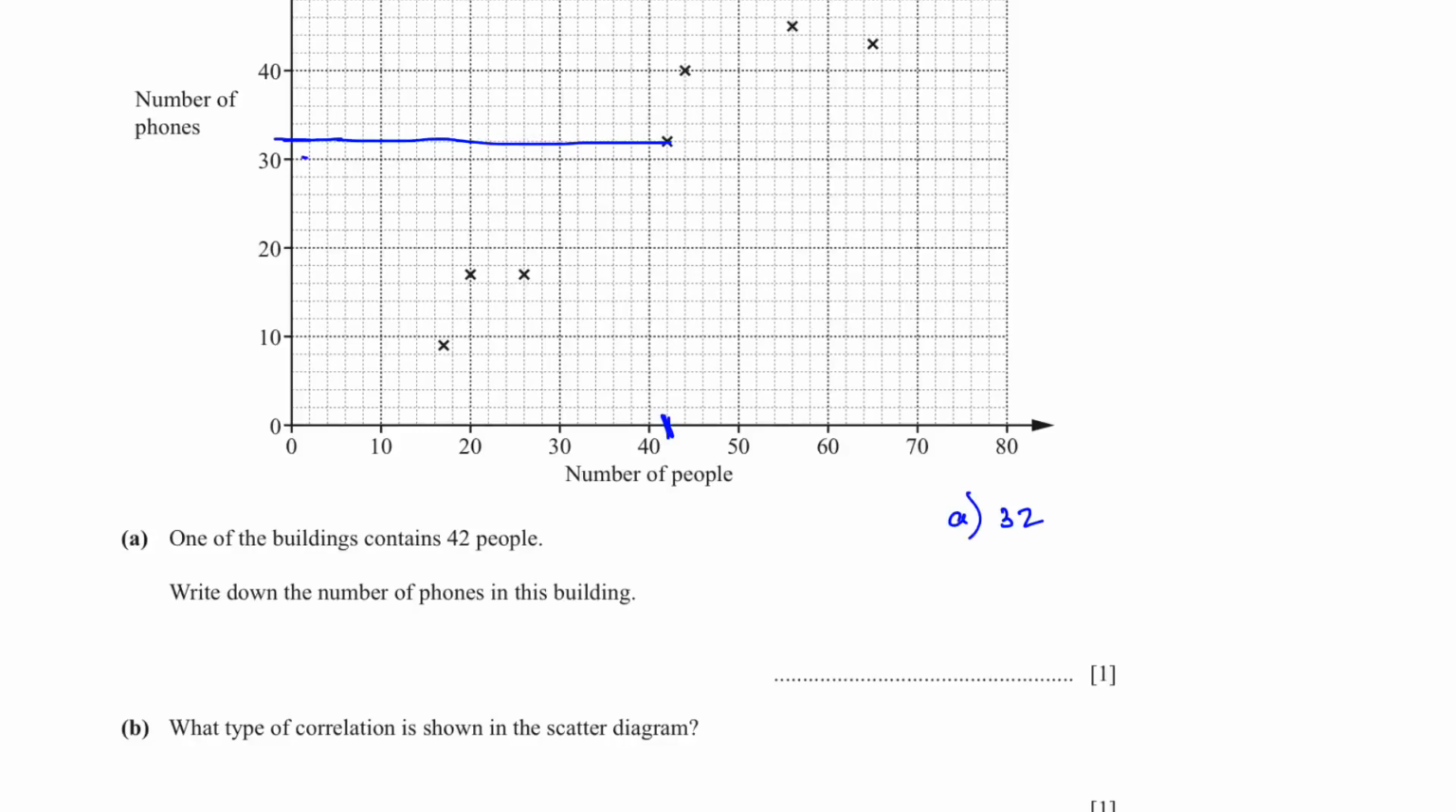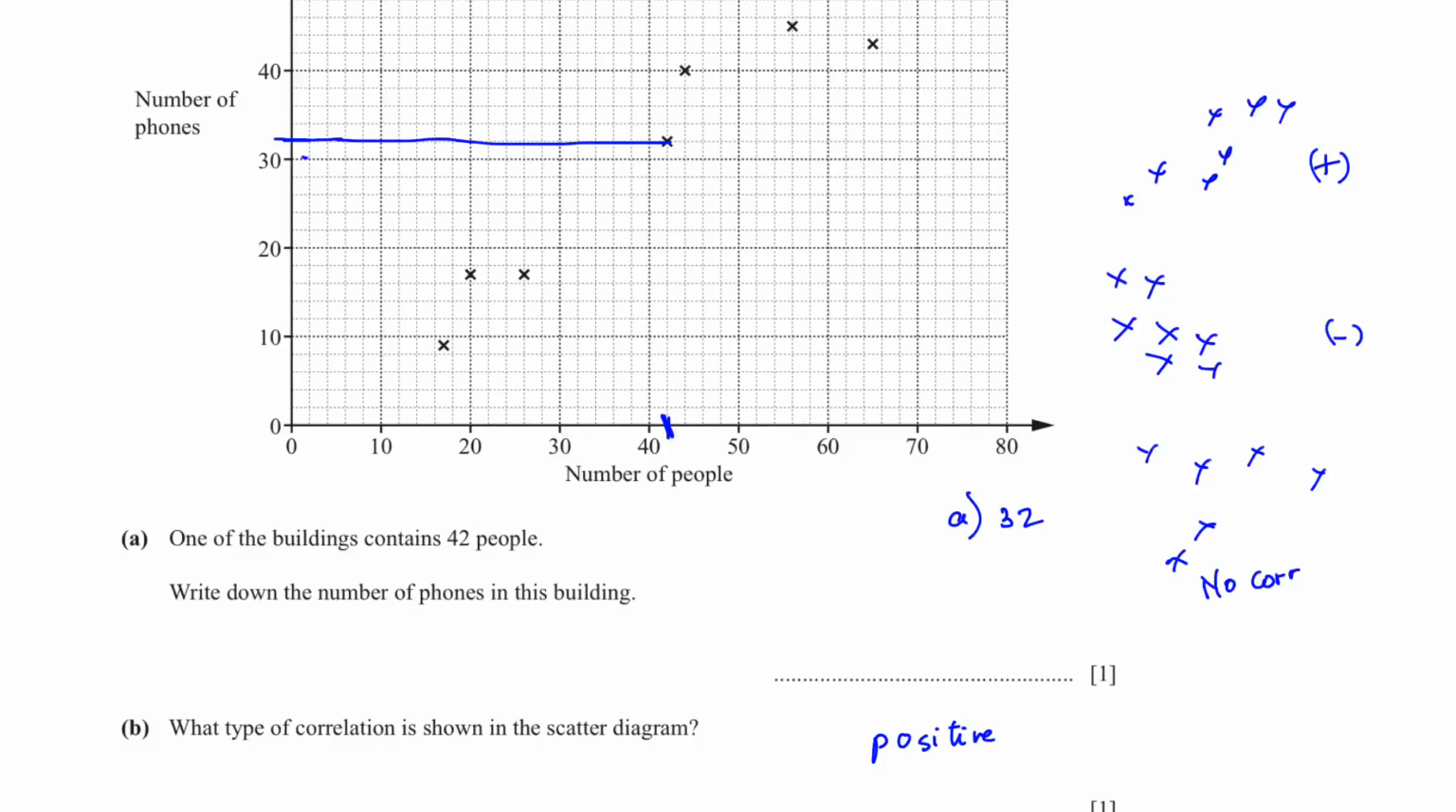Part B. What type of correlation is shown in the scatter diagram? It's positive. If your scatter diagram has points going upward on the right hand side, this is positive. If it is going down, it's negative. And if there is no pattern, it's just randomly done, then it is no correlation. Very easy, 1 mark.